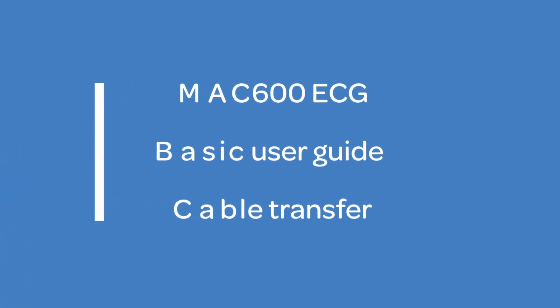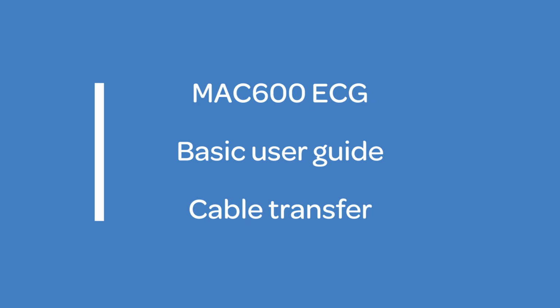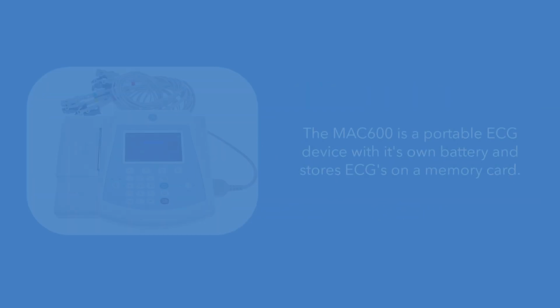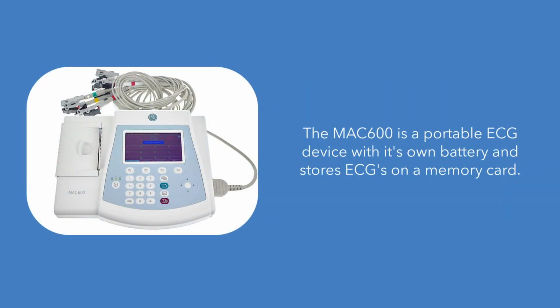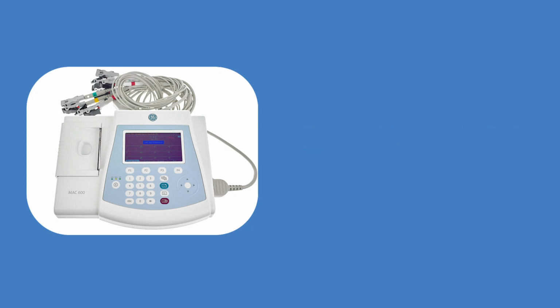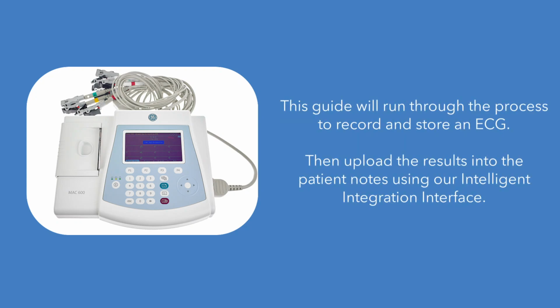Welcome to our basic user guide for the MAC600 ECG machine using the cable transfer method. The MAC600 is a portable ECG device with its own battery and stores ECGs on a memory card. This guide will run through the process to record and store an ECG. Then upload the results into the patient notes using our intelligent integration interface.